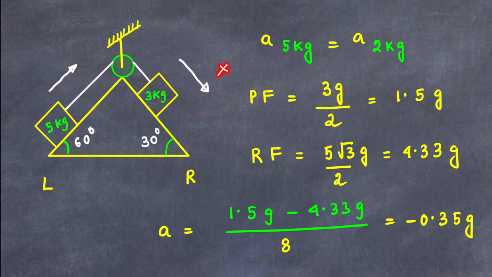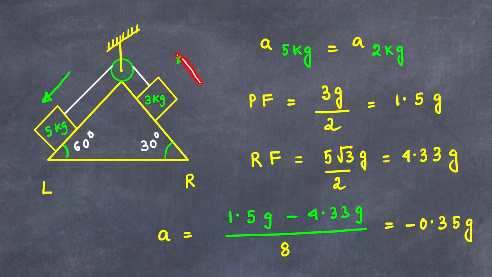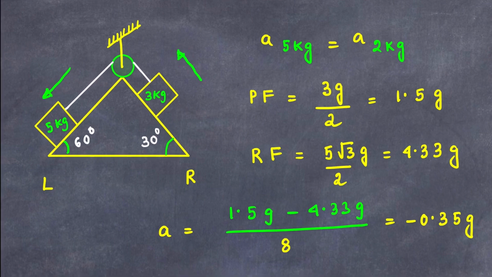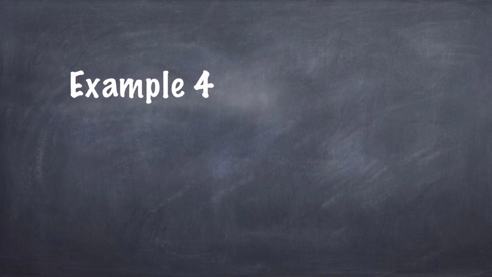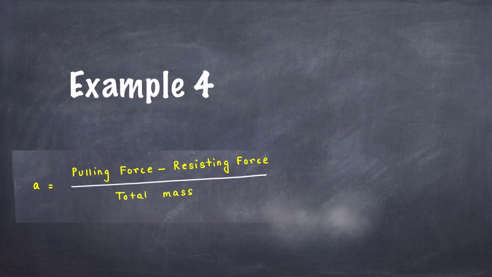So this assumption will be wrong, and actually what will be happening is that the 3 kg block will move upward and the 5 kg block will move downward, which is just opposite to our initial assumption, right? So that means the net acceleration of the 3 kg block will be up the incline, and the value of the acceleration will be 0.35 g. Okay, and the 5 kg block will actually move down the incline, and the value of that acceleration will be 0.35 g.